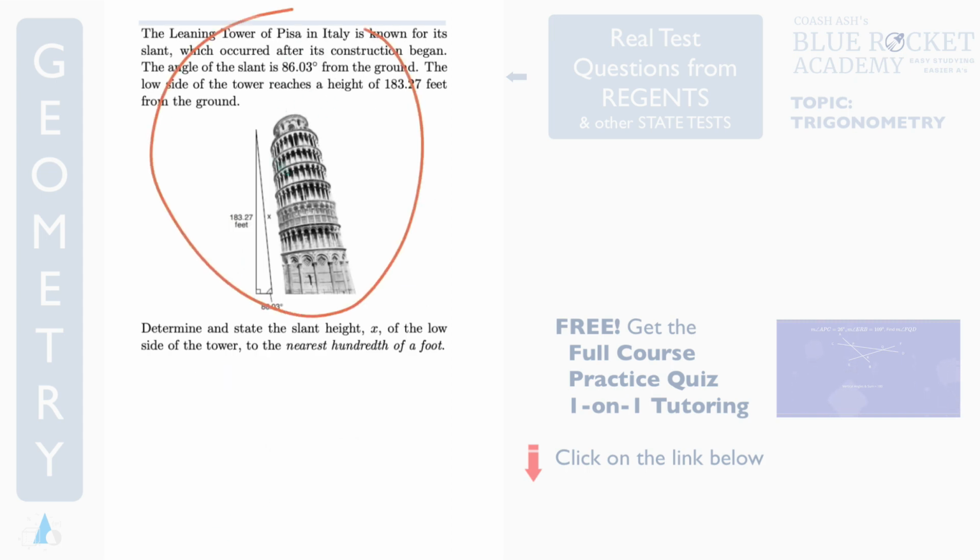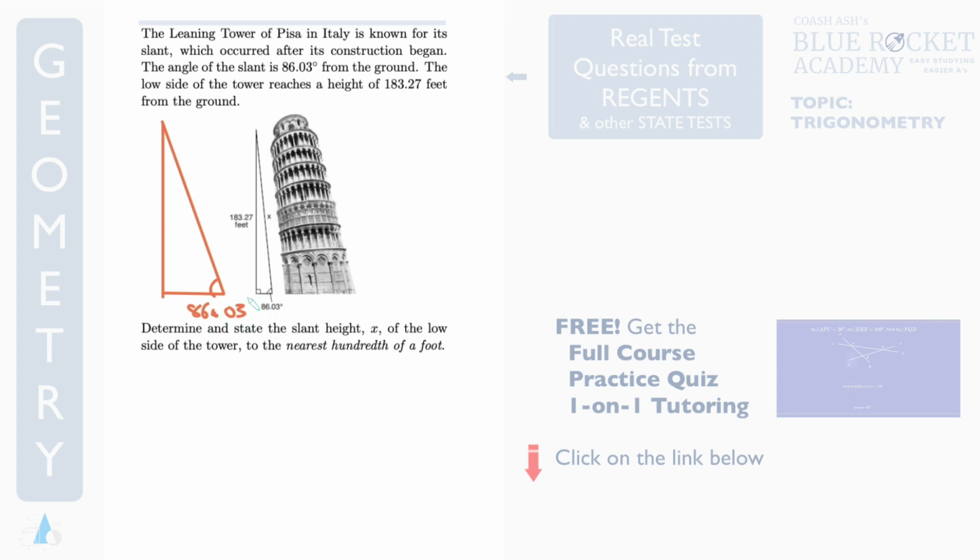This is a very wordy problem, but actually it's super easy to solve. We are not able to see exactly the numbers, so let me rewrite this problem here. The triangle is drawn. You're given this angle is 86.03 degrees, and you're given this height is 183.27, and then you're asked this length over here. So how do we solve this problem? Simple. You just use SOHCAHTOA to find it.